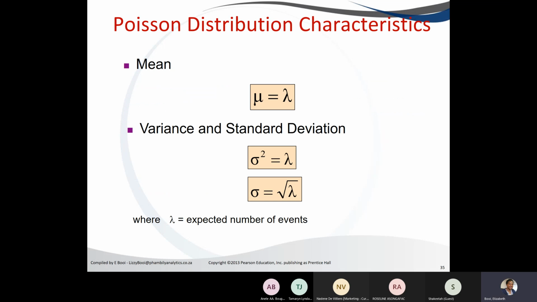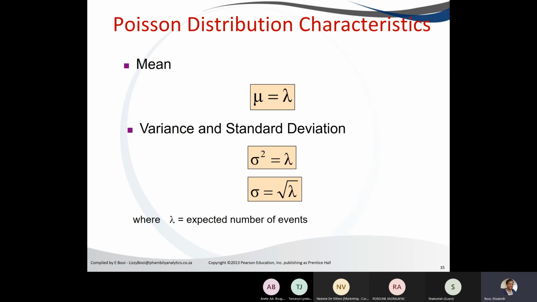The characteristics of Poisson distribution are the mean, the standard deviation, and the variance. The mean is your average expected value. It is your lambda. That sign is called lambda. The variance is the same as your expected value, or your mean, or your average, or your lambda. And the standard deviation is the square root of your variance. Always, standard deviation is the square root of your variance.